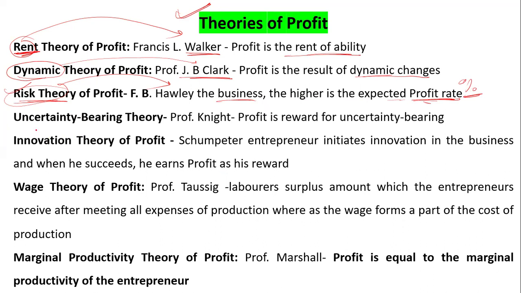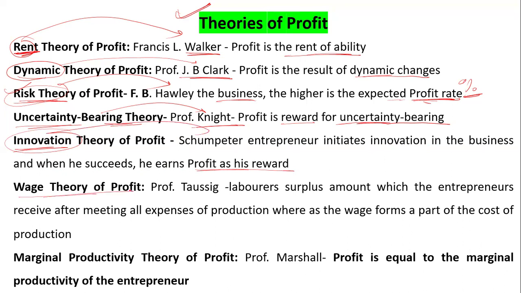Now the uncertainty bearing theory is given by Professor Knight. You can remember it like this: in the night there is uncertainty. The theory says profit is the reward of uncertainty bearing. Then the innovation theory of profit is given by Schumpeter. The entrepreneur initiates innovation in the business, and when he succeeds, he earns the profit as his reward.